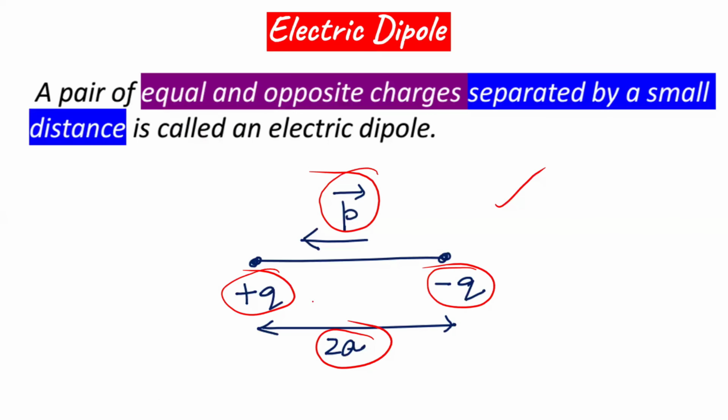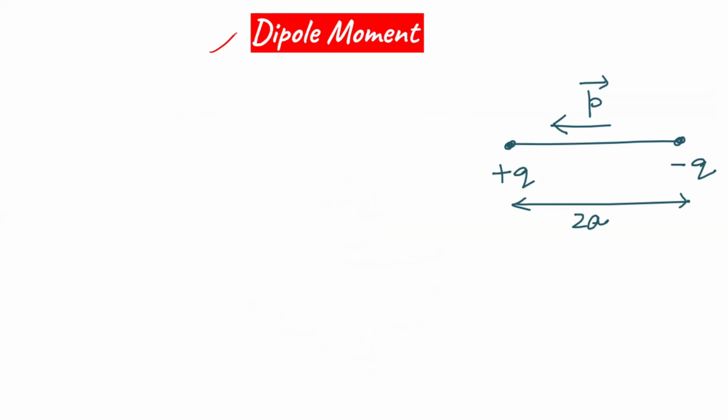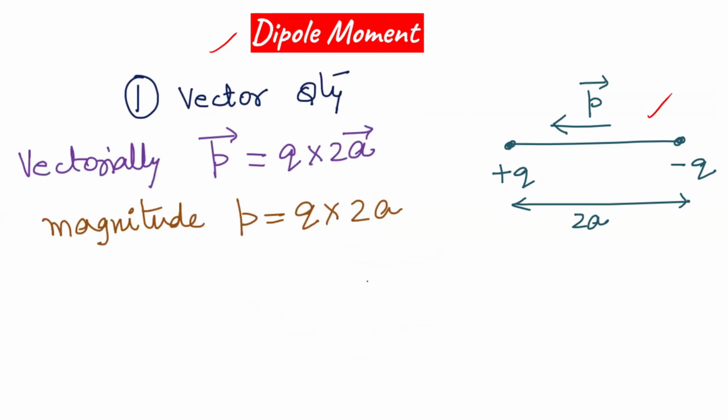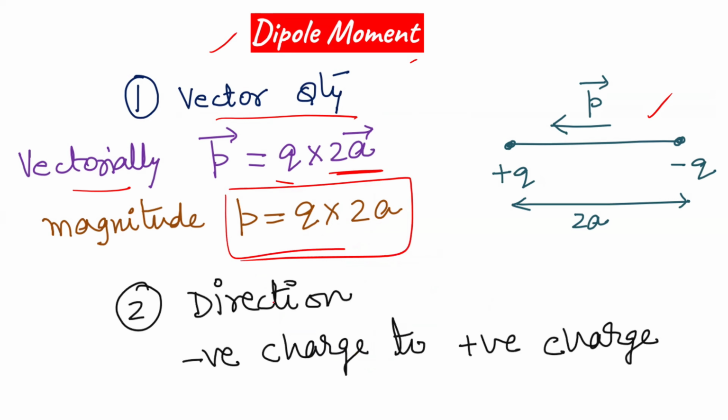Now let us discuss this dipole moment further. As I just told you about this diagram, number one, this dipole moment is a vector quantity. Vectorially, you can say vector P is equal to Q into 2a vector. Now the magnitude is P, which is Q into 2a. Next, the direction is from the negative charge to the positive charge, meaning just opposite to that of the electric field.